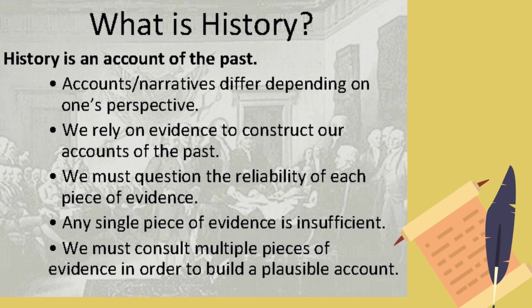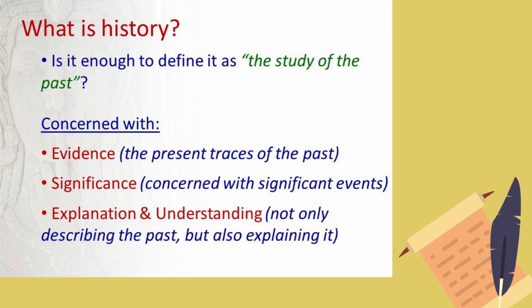What is history? History is an account of the past. Accounts and narratives differ depending on one's perspective. We rely on evidence to construct our past. We must question the reliability of each piece of evidence. Any single piece of evidence is insufficient. We must consult multiple pieces of evidence in order to build a plausible account.